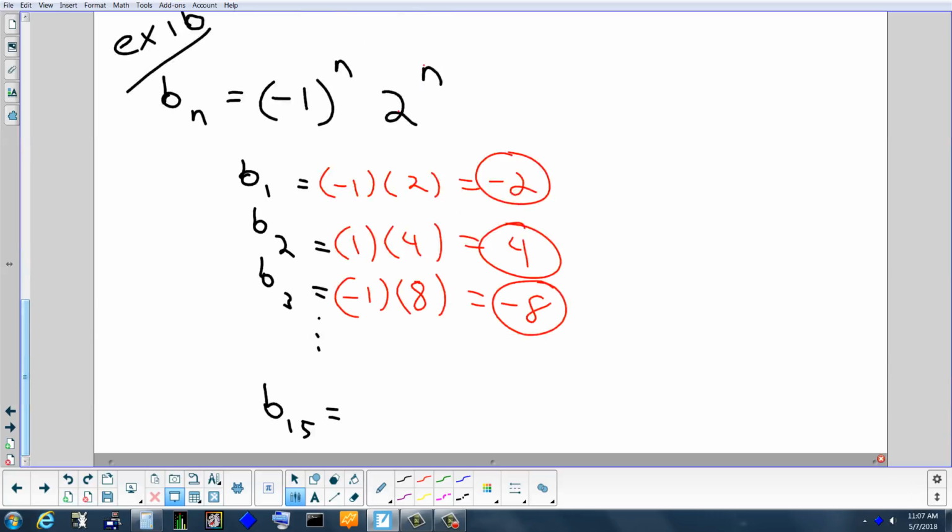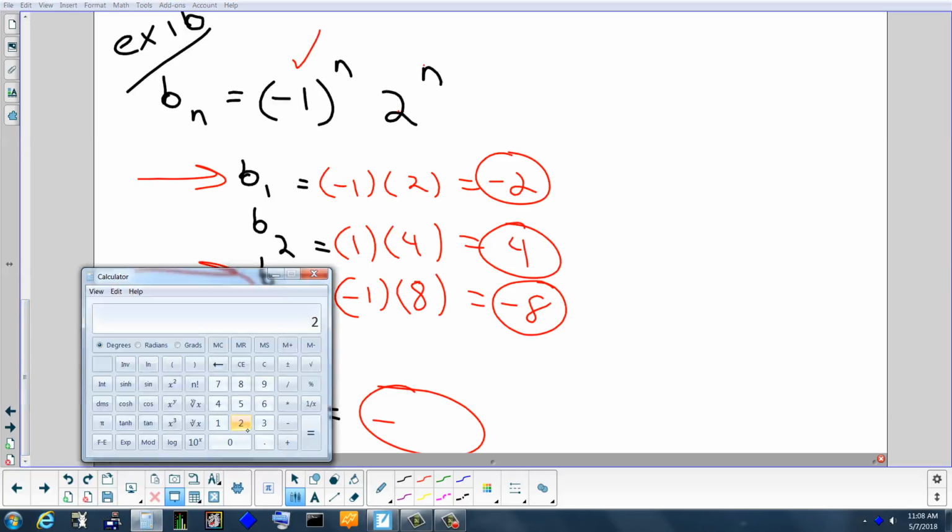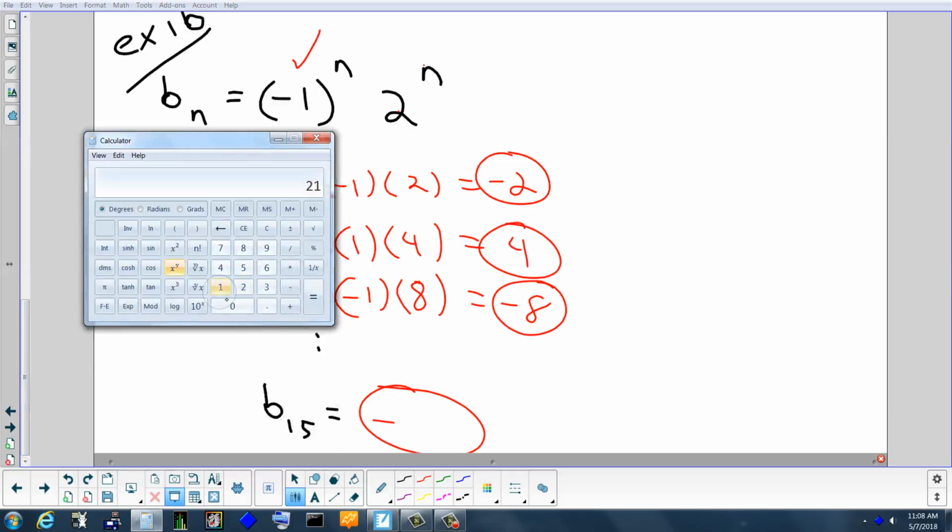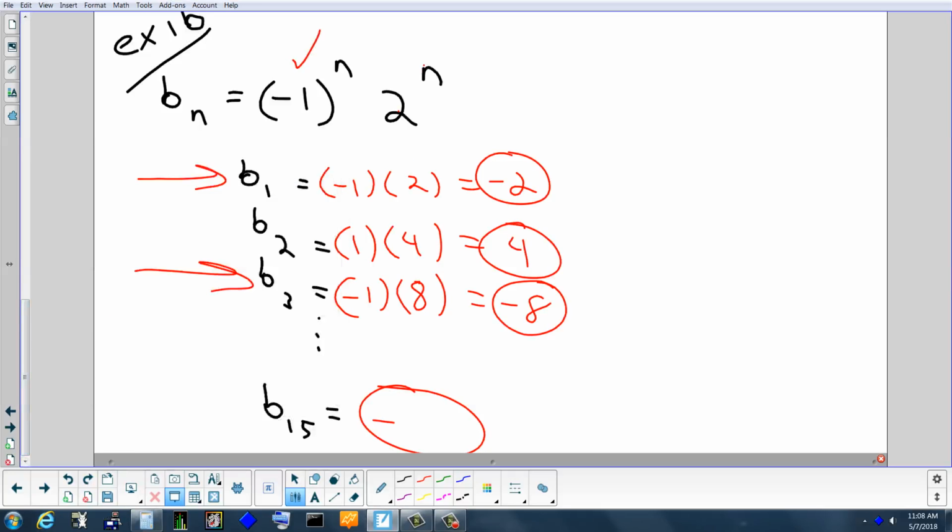And now for the 15th term, I can kind of figure it out. We'll look at the odds. The odds are negative. So I know the answer is negative something. That takes care of negative 1 to the 15th. Now I need 2 to the 15th. So 2 raised to the 15th, okay, we get 32,768.